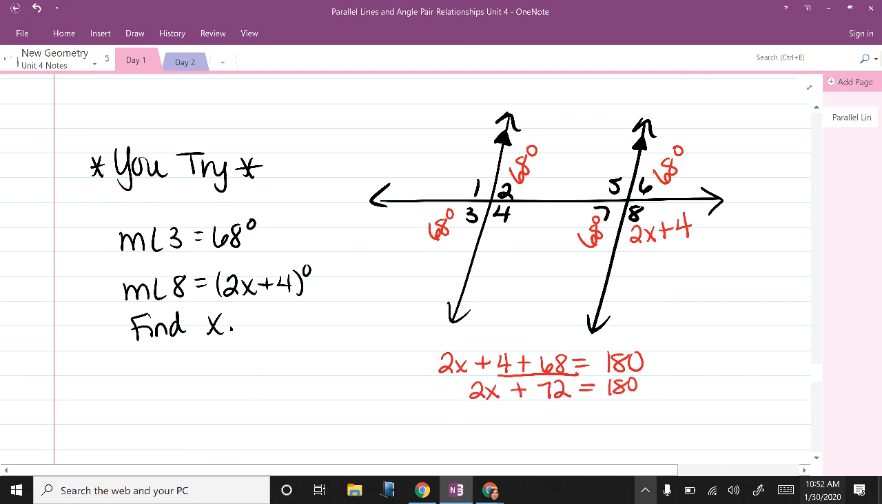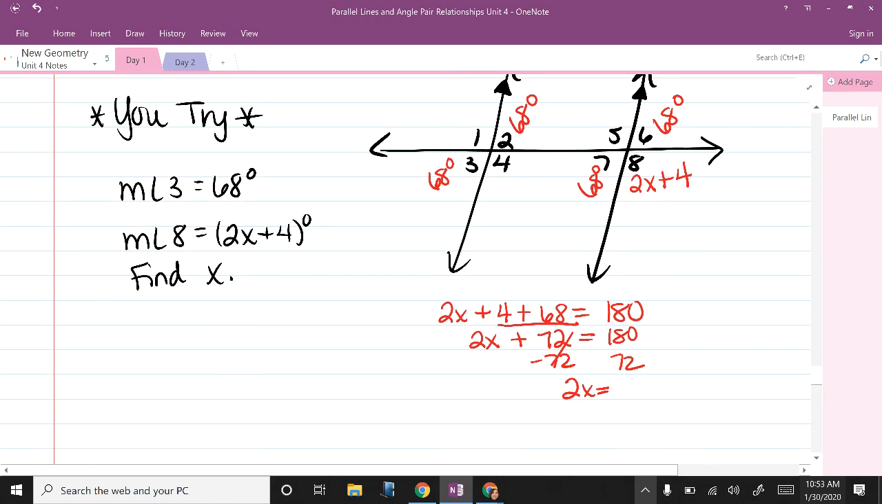72 equals 180. Subtract 72. So 2x equals what? What's 180 minus 72? 108. And then you divide by 2. And x equals what? 54. Raise your hand if you got x equals 54 for your x. Any questions? Good job.